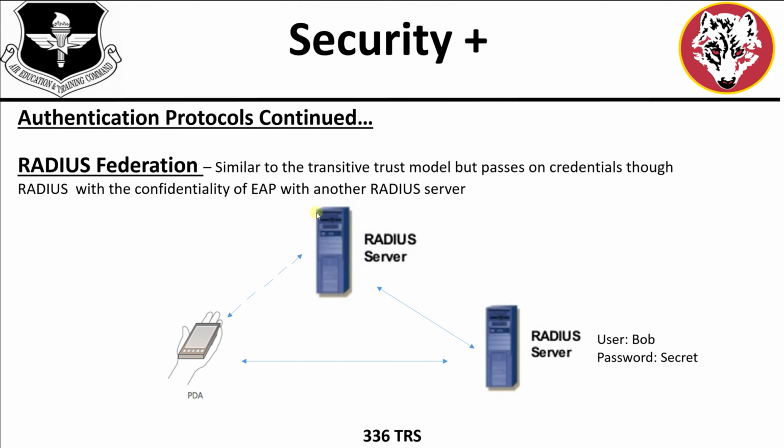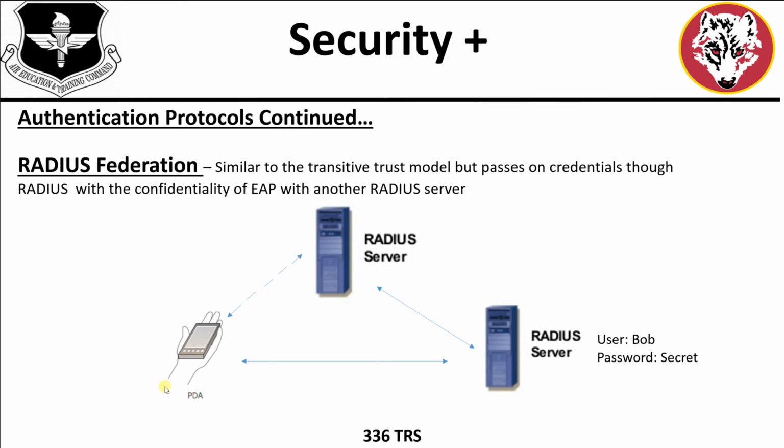And of course, this RADIUS server, since it's a remote network or whatever, doesn't have the credentials that this guy is trying to log in with. If it is federated with another RADIUS server, it will forward on those requests, and where that username and password is stored, it'll give the go-ahead and say, yeah, that's good to go. And then that wireless client will have access to it.